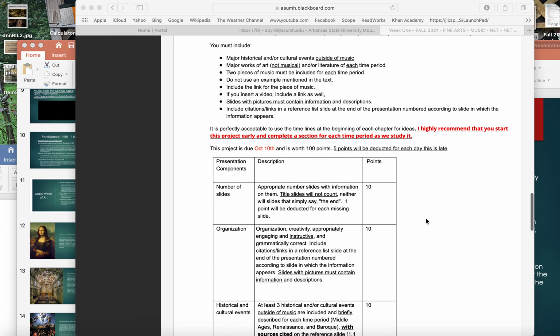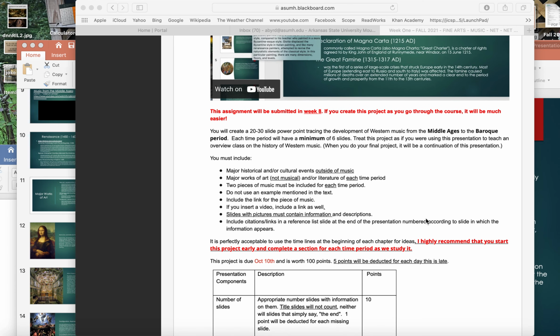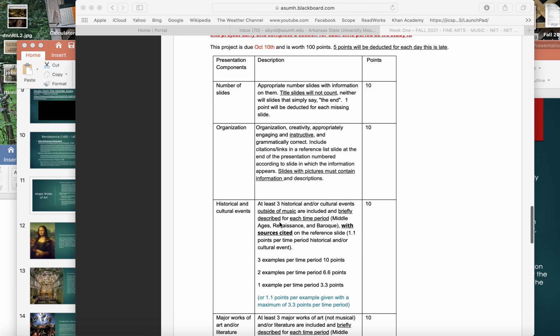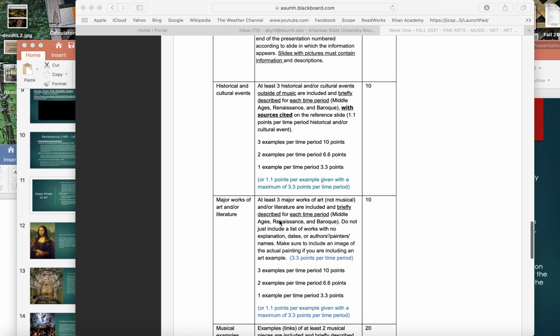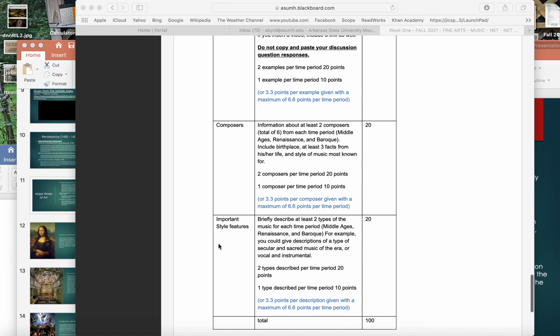So what you're going to be doing is creating a PowerPoint presentation of at least 20 to 30 slides, and you're going to be tracing the development of Western music from the Middle Ages to the Baroque period. So you're going to be including historical and cultural events outside of music, major works of art or literature for each time period, 2 pieces of music for each time period, and you're also going to be including descriptions of the lives of some composers, 2 for each time period, and also 2 important style features.